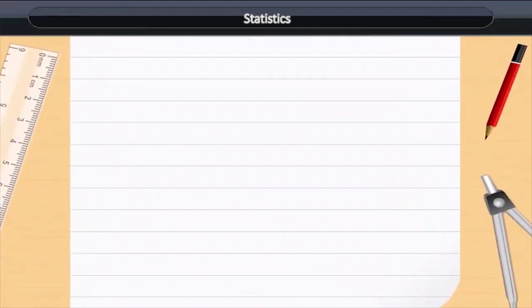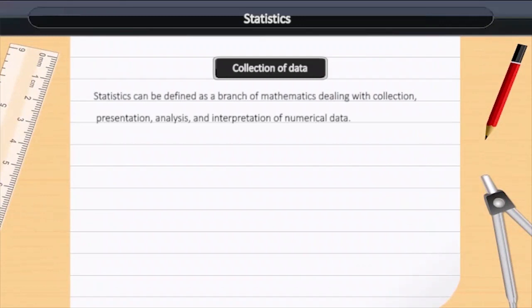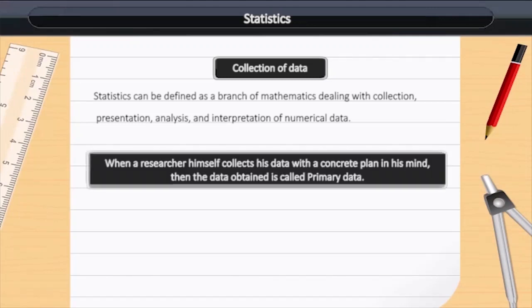Statistics. Collection of data. Statistics can be defined as a branch of mathematics dealing with collection, presentation, analysis, and interpretation of numerical data. When a researcher himself collects his data with a concrete plan in his mind, then the data obtained is called primary data.